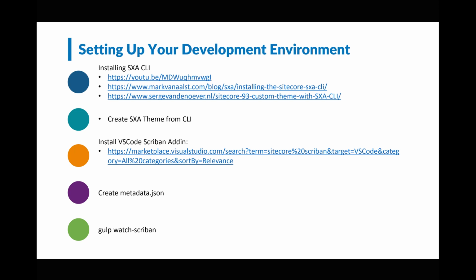I won't go through all the steps since Mark did a fantastic job showing how to install the SXA CLI and creating your first theme. I definitely recommend you check out Mark's video, blog post, as well as Serge's blog post written here. So these three are really important. Once you have your SXA theme configured and gulp working, we will look at how to install the Visual Studio Scriban add-in created by Adam, and then go to configure the Scriban syncing itself as well through gulp.